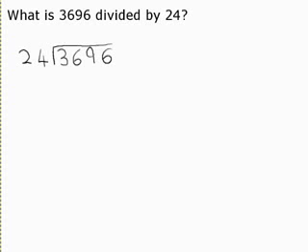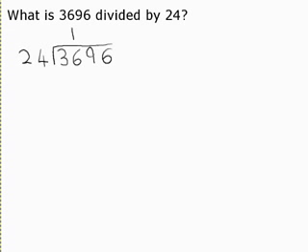Here is a much more difficult division. We're going to divide 3,696 by 24. So to start off with, we need to see how many 24s are there in 36. Well, that just goes once, so you put a 1 above the 6. It's very important to keep the numbers in the right place. So because we've divided 24s into 36, the 1 goes above the 6.